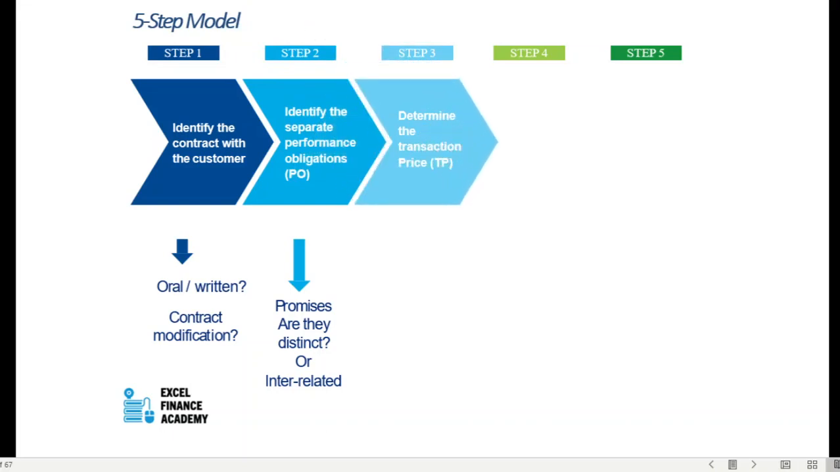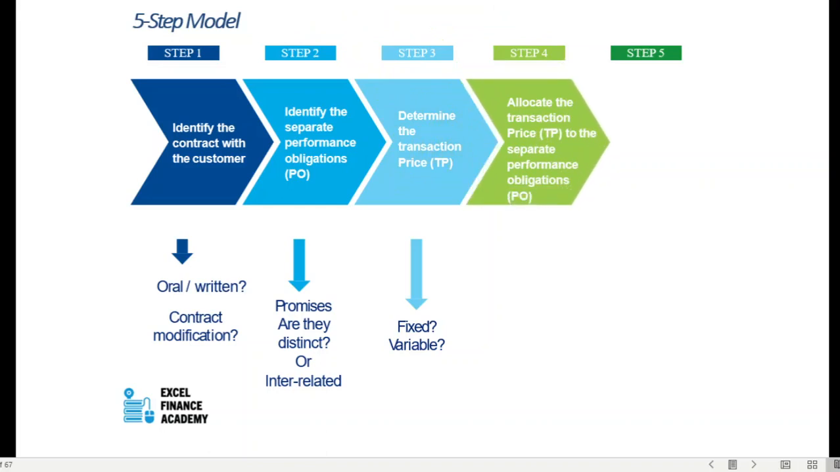After you have identified the separate performance obligations, we try to understand what the transaction price is. So the third step in this model is to understand the transaction price. Now the transaction price includes not only the fixed price of the contract, but also the variable part of the contract, which is going to be calculated like a revenue share, like a percentage of the sales, depending on the sales, right? So that also will be considered as the transaction price. How we are going to allocate that, we are going to discuss in our coming videos.